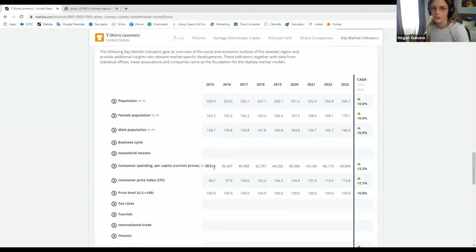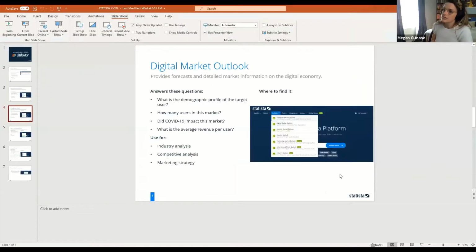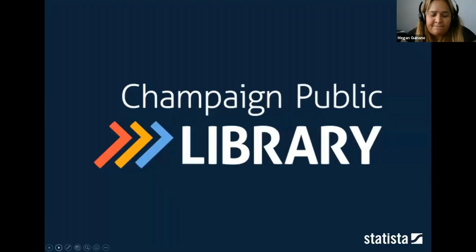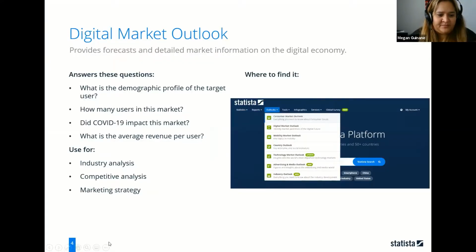The next feature I'm going to show is our digital market outlook. So this, Megan? Yes? Can you put present slideshow, because it's just really small? Oh, yeah, yes. All right. Better? Perfect, yes. Thank you.